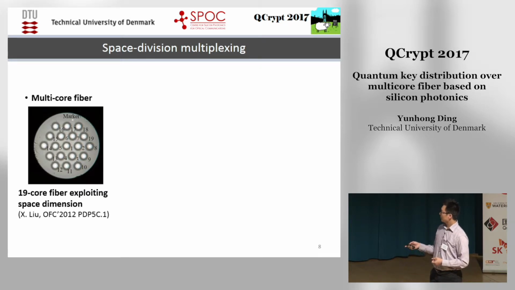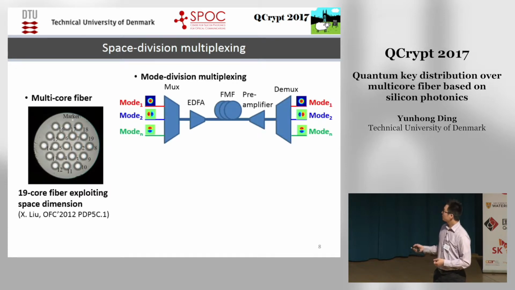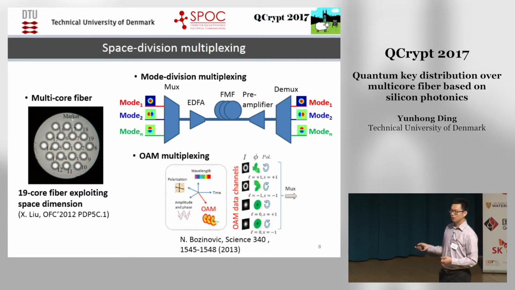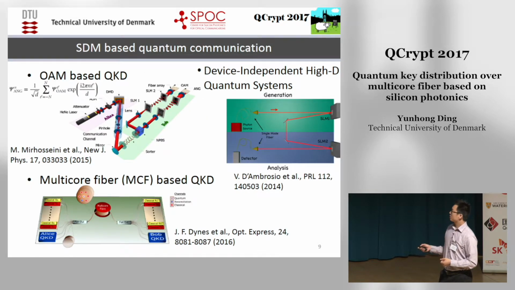Now in the communication community, we are mainly focusing on so-called space division multiplexing, since space seems to be the only dimension that has not been explored yet. We can have several methods, like using multi-core fiber, using mode division multiplexing over few-mode fiber, and also, of course, OAM multiplexing, which are all very unique methods. In quantum communication, space division multiplexing has also been applied a lot, and there are quite a few demonstrations. Here I just picked 3 representative demonstrations.